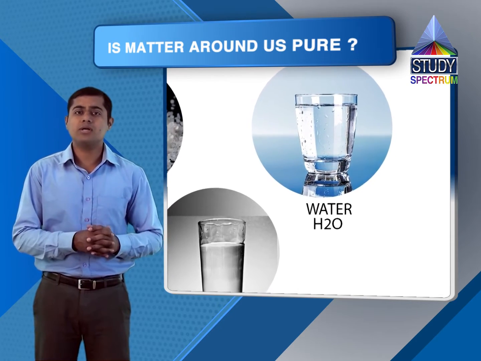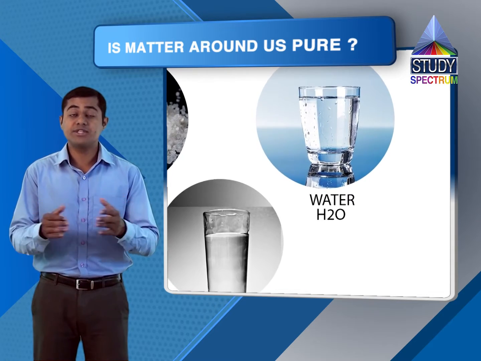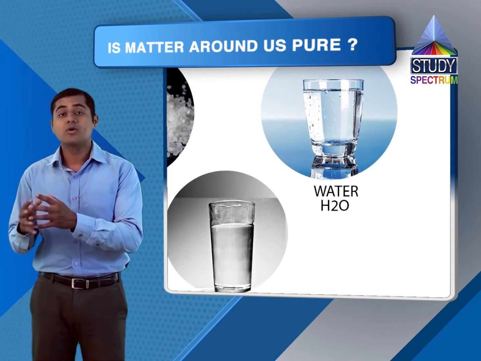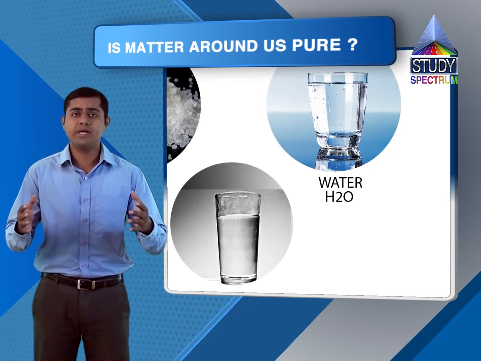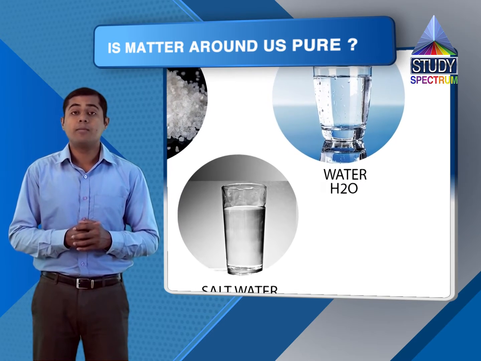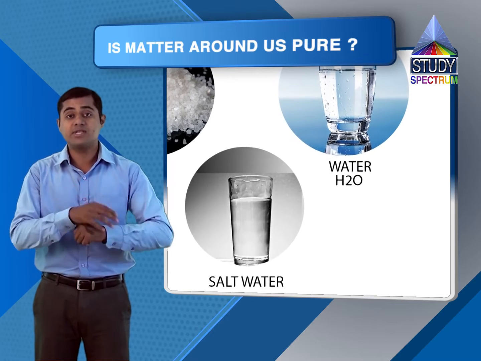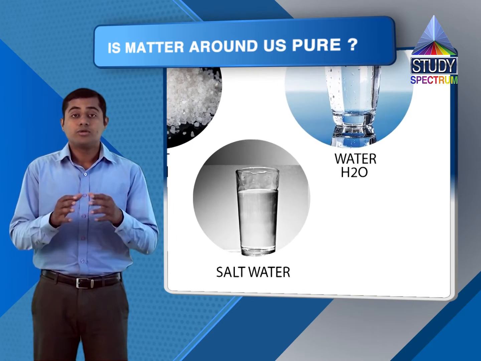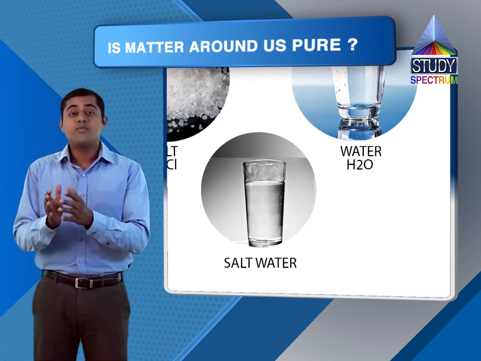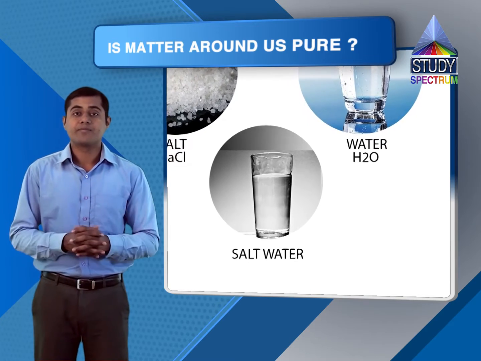Salt cannot be further separated into its chemical constituents, that is sodium and chloride. We cannot separate these two constituents with the help of any physical process. So, salt is a pure substance, it's not a mixture.